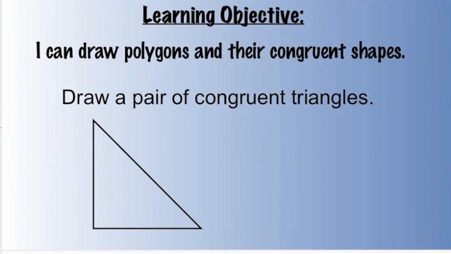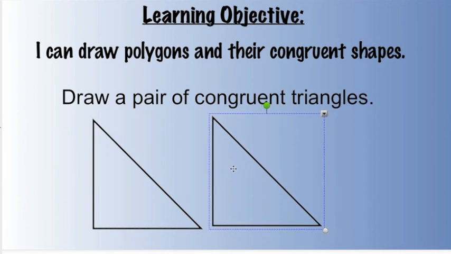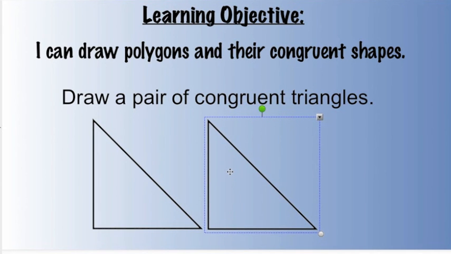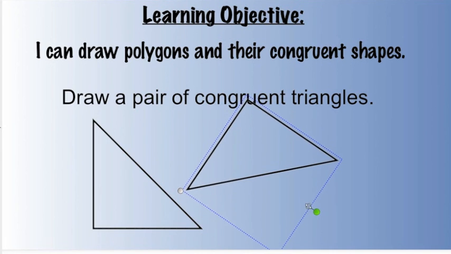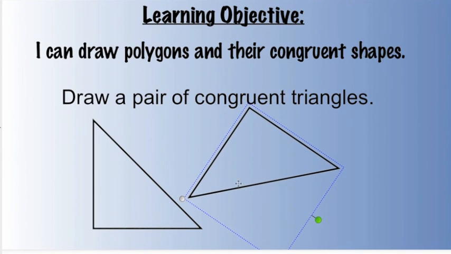On the computer, this is kind of a nifty way to do it. You can just highlight it, or select it, and then copy it and paste it. So now I've duplicated my triangle, still the same size, still the same shape, but now I'm going to rotate it. Here's my pair of congruent triangles. Still the same shape, still the same size.